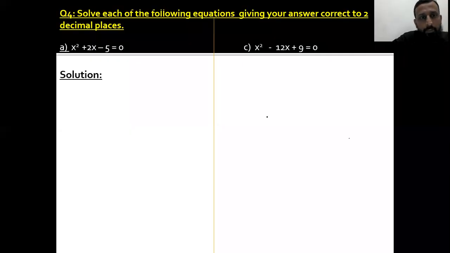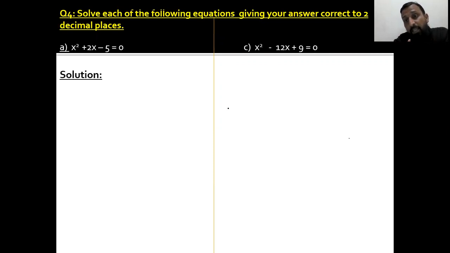So, dear students, this is question number 4 of the same exercise. We are asked to solve each of the following equations, giving your answer correct to 2 decimal places. Now, what is the equation given to us? X square plus 2x minus 5, and we are expected to solve this equation by the completing the square method. And in completing the square method, what do we do?